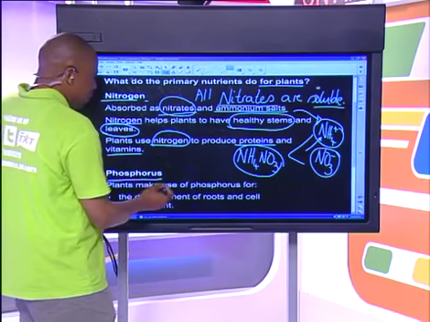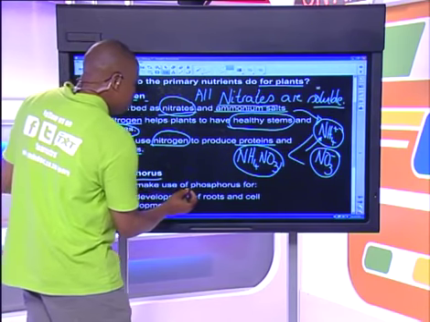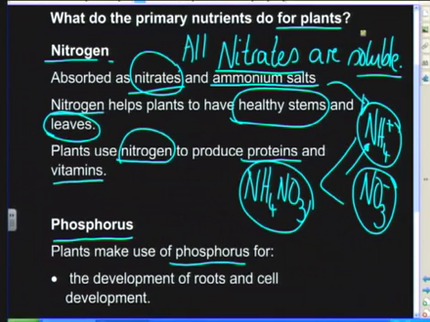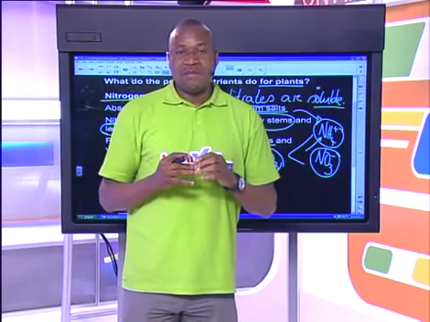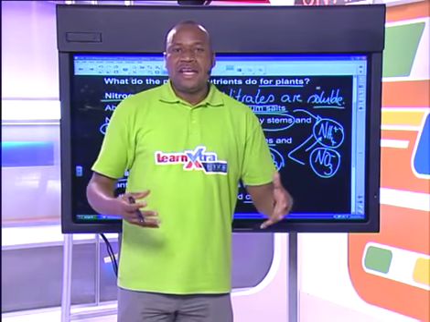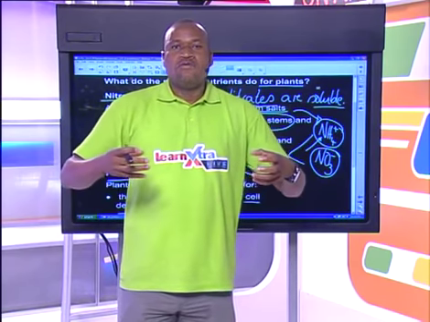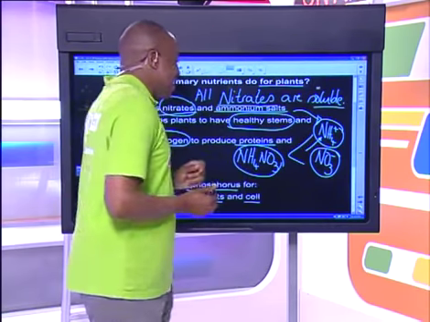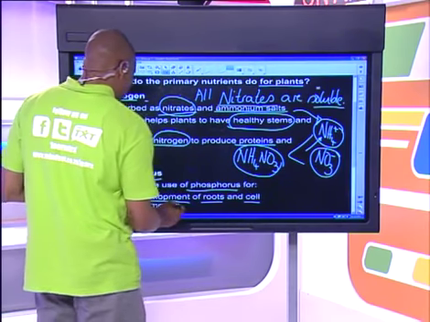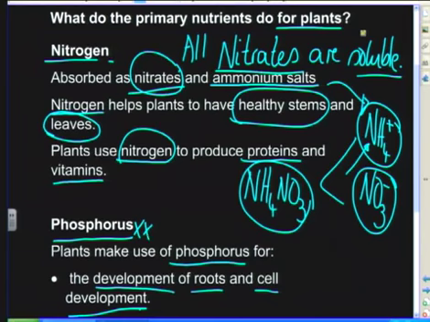Phosphorus would be used by plants for the following: development of roots and also for cell development. What we mean by cell development, we know that plants and even animals, of course, but now let's talk about plant cells. Plants are made up of cells, and those cells should grow for the size of the plant to change and become bigger. And that process of cell development is helped by the presence of that nutrient there, phosphorus.